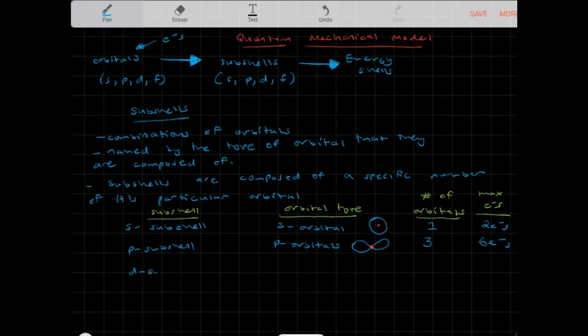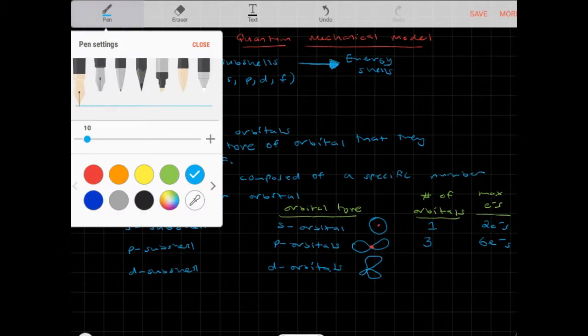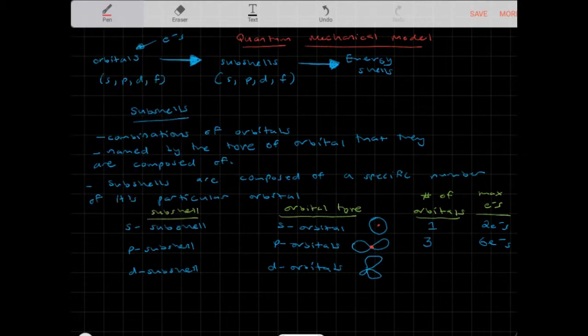In the D subshell, we have D orbitals that make up the D subshell, right? And the D subshell will look a little funky to draw. It's kind of hard to draw this in 2 dimensions. Let's draw this clover leaf, right? And we have a node here, so I can't really draw this in 2 dimensions. But the D subshell actually holds 5 D orbitals, right?